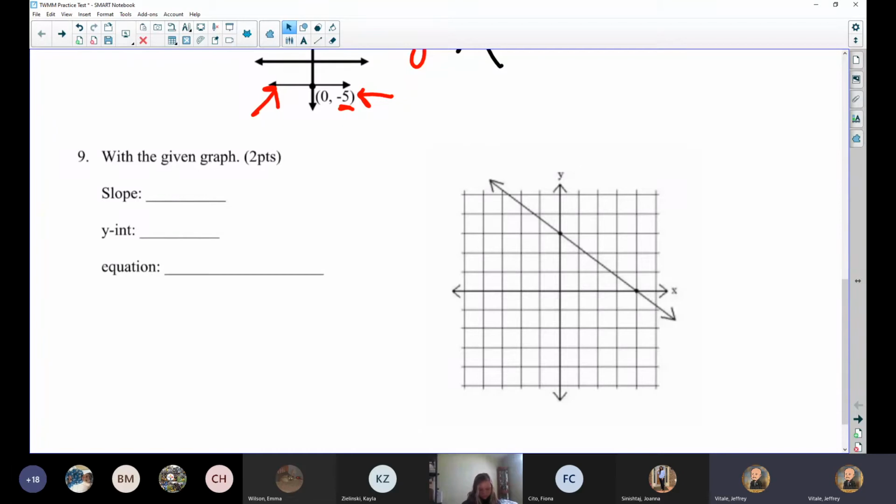So it says here, with the given graph, we have to find the slope, the y-intercept, and the equation. So on my line here, I got to find a couple points. Well, they give us a couple points, right? Here and here. Well, this point happens to be the y-intercept, right? What is that coordinate? No, not -4. +3. Yeah, this is 0, 3. So that's our y-intercept.